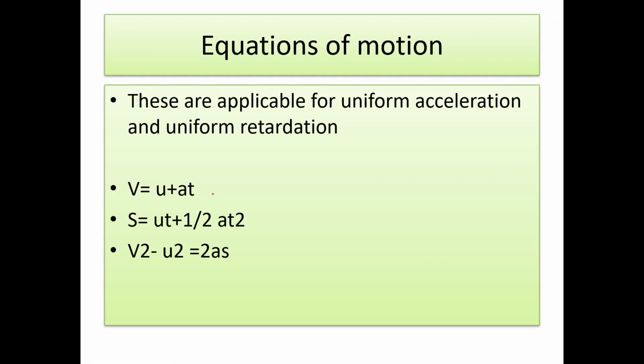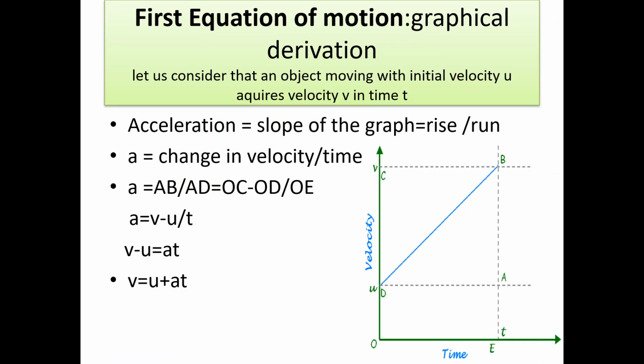We have three equations of motion which are applicable for uniform acceleration and uniform retardation. So this is first equation of motion, v is equal to u plus at. Second equation of motion, this is third equation of motion. How can we derive these equations of motion graphically? For that we have to consider a hypothesis. Let us consider that an object moving with initial velocity u and acquires velocity v in time t.